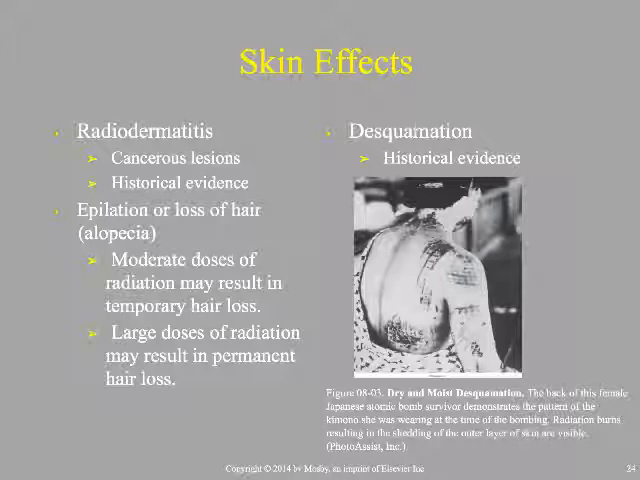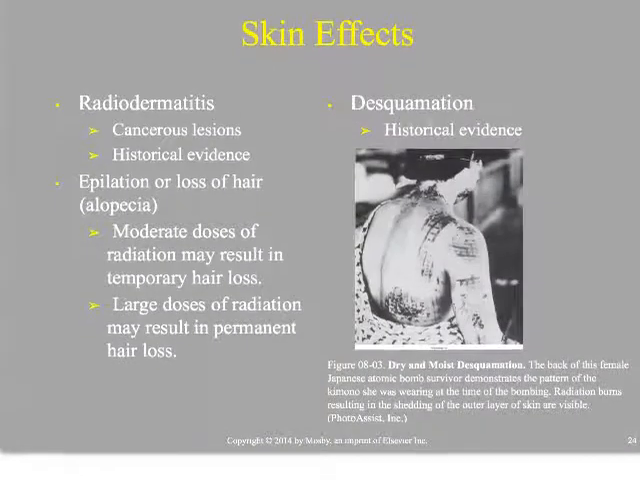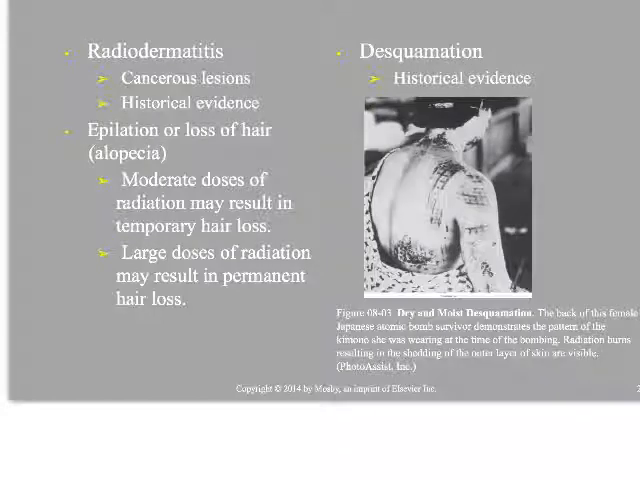The skin effects are pronounced with radiation exposures, especially to gamma or X-ray radiation exposures. So this is a woman who has severe skin burns after exposure to radiation from the nuclear bombs. It's actually burned the pattern of her kimono onto her back. The term for that is radiodermatitis, and specifically desquamation. And there are radiation therapy patients who experience this.